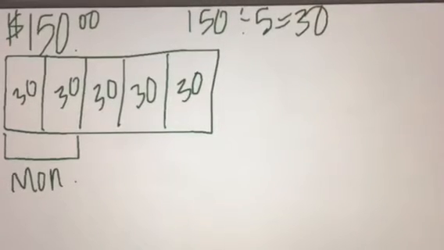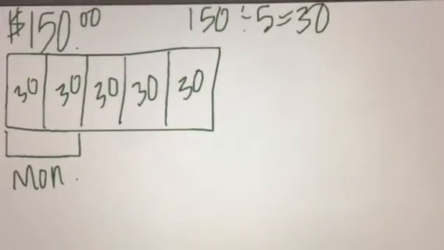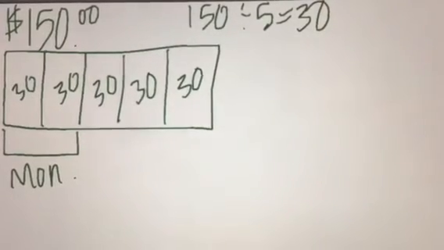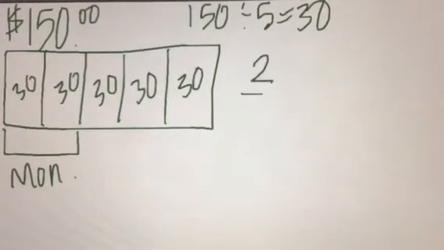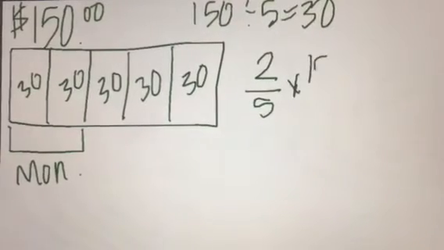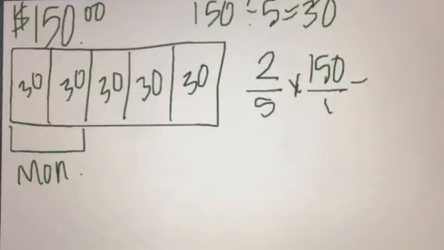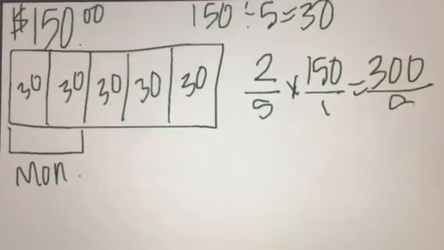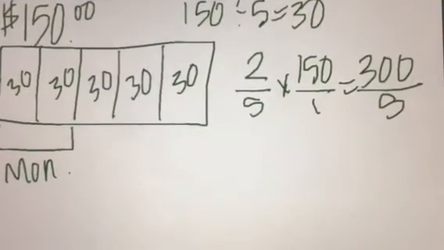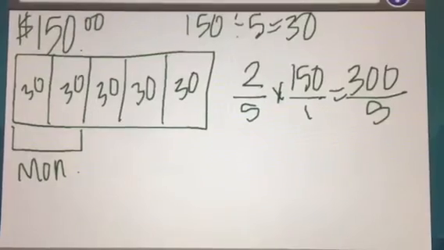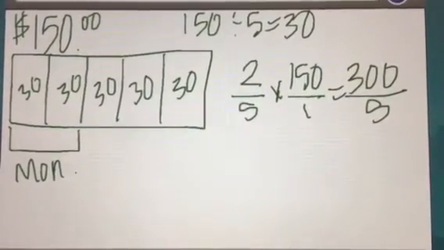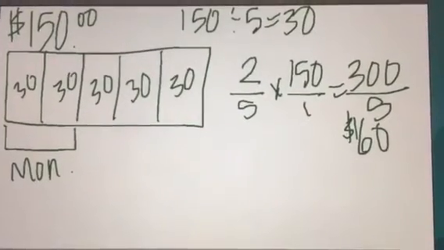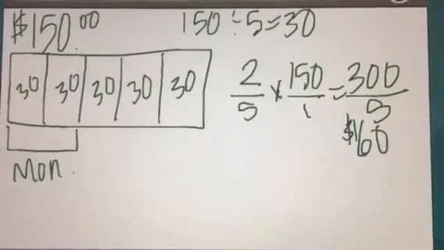I'm also going to get $60 for the amount she spent on Monday if I just do 2/5 times 150. Right? 2 times 150 is 300. 5 times 1 is 5. 300 divided by 5, I would simplify that to 30 divided by 5 and get 6. Then add my 0. So I would get $60 again. Either way I do it, bar model or no bar model.